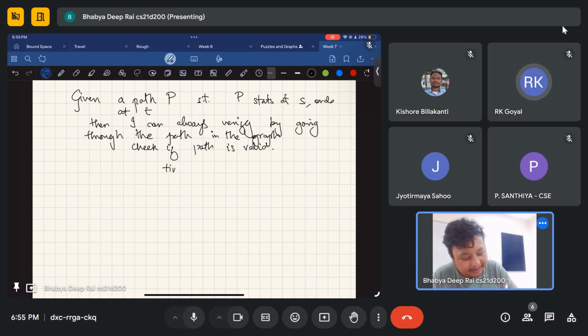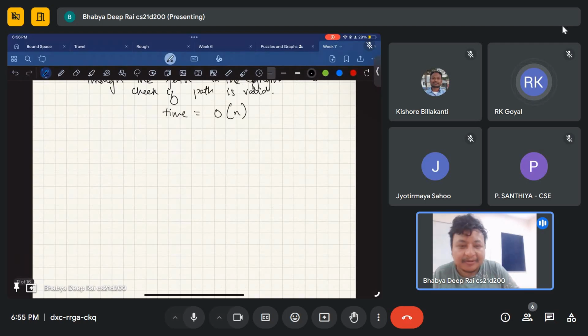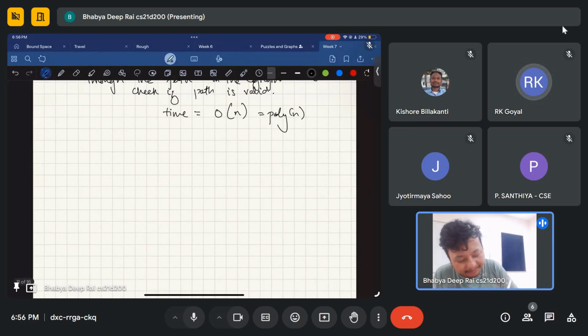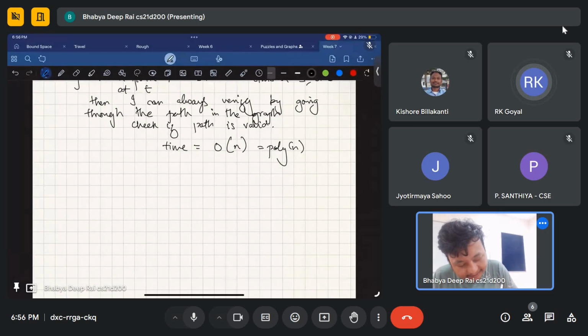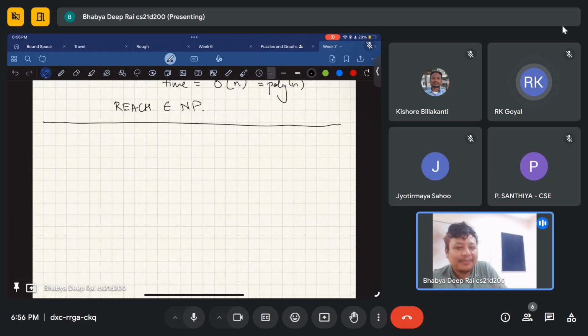So how much time does it take? The path length can be at most the size of the graph, the number of vertices. So the time is order n, which is still polynomial. So since it can be verified in polynomial time, I'll say this reachability problem is also in NP. Now, does it mean that every problem which is in P is also in NP? So let's look at another problem.